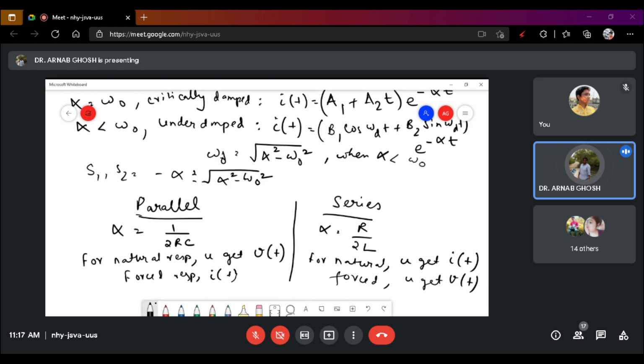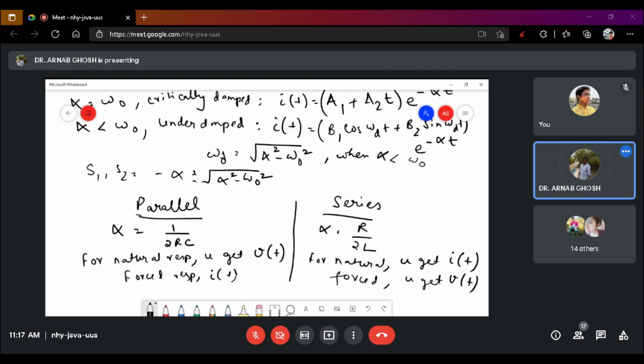Rest everything remains the same. So you are getting the steady state. You are getting the transient state. Your expressions are the same, and this expression is the same everywhere. For critically damped, under damped, over damped, the expressions are the same. Just you need to know what you are getting.